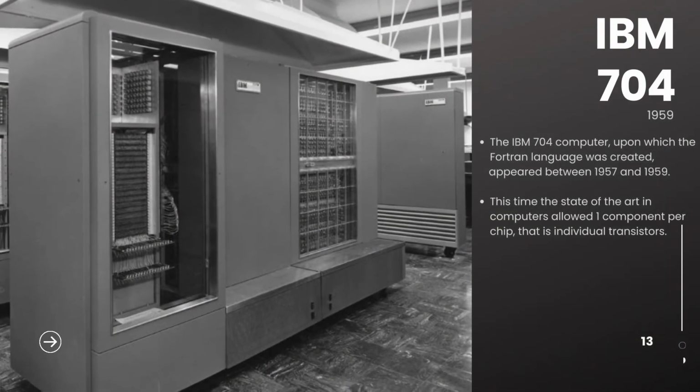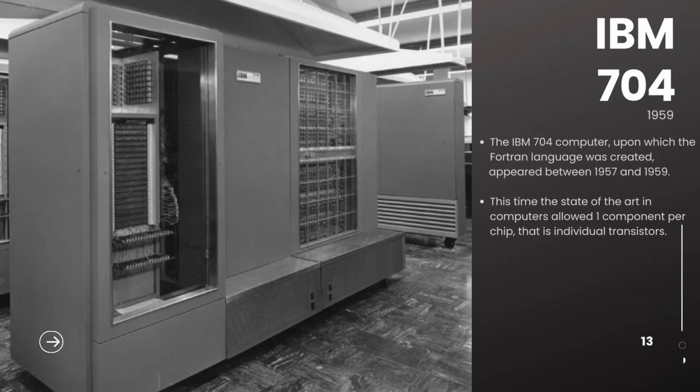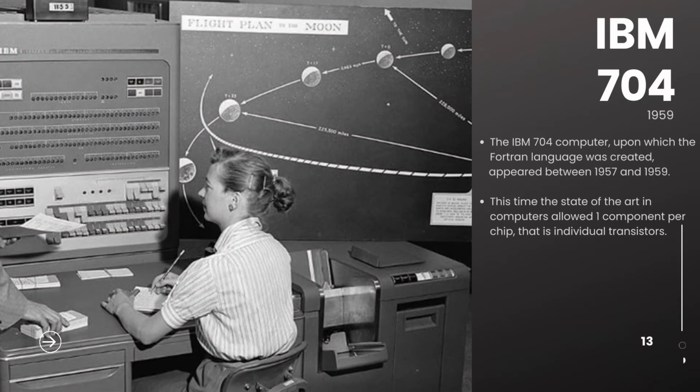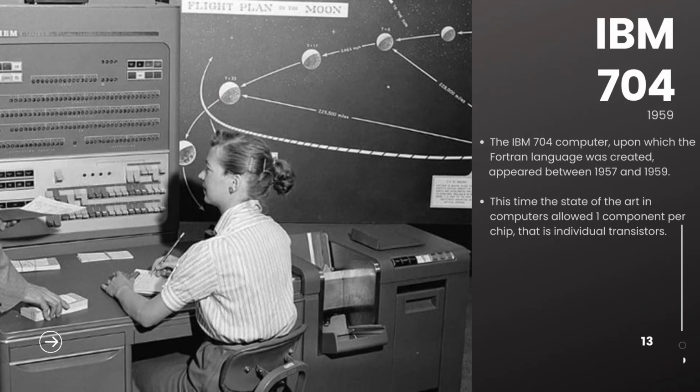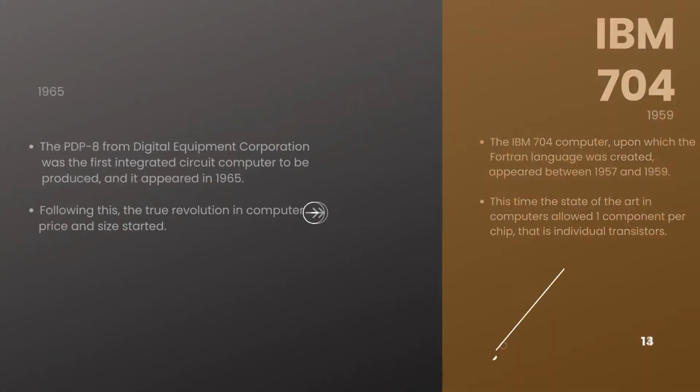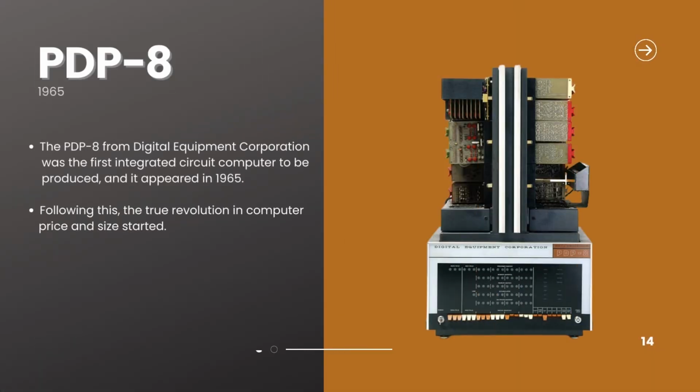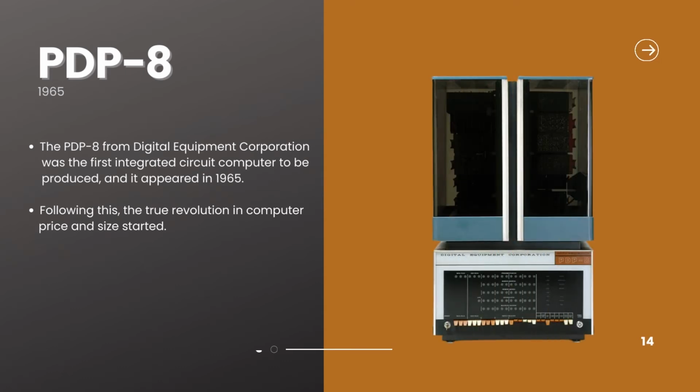From 1957 to 1959, the IBM 704 computer appeared, for which the Fortran language was developed. At this time, the state of the art in computers allowed one component per chip, that is, individual transistors. In 1965, the first integrated circuit computer, the PDP-8, from Digital Equipment Corporation appeared. PDP stands for Programmed Data Processor. After this, the real revolution in computer cost and size began.